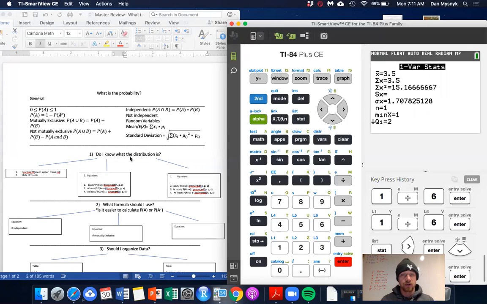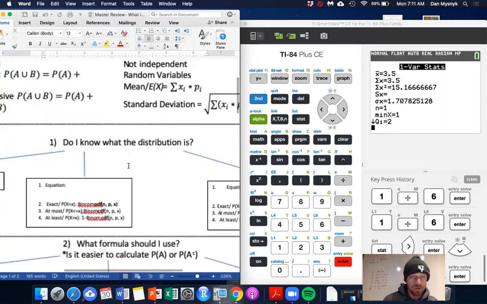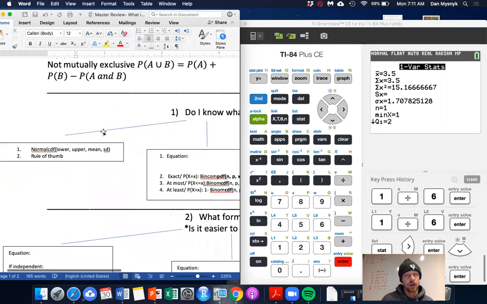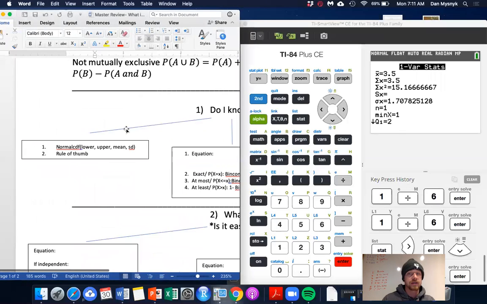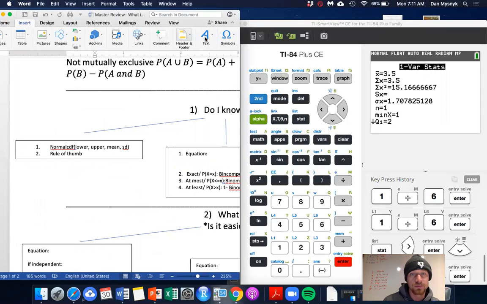So those are general probability rules. If we zoom in down here, if you do a problem that says what is the probability, it may also give you more information. If the problem says that it is normal, then you will use one of two things. Normal CDF, which we all know how to use at this point.